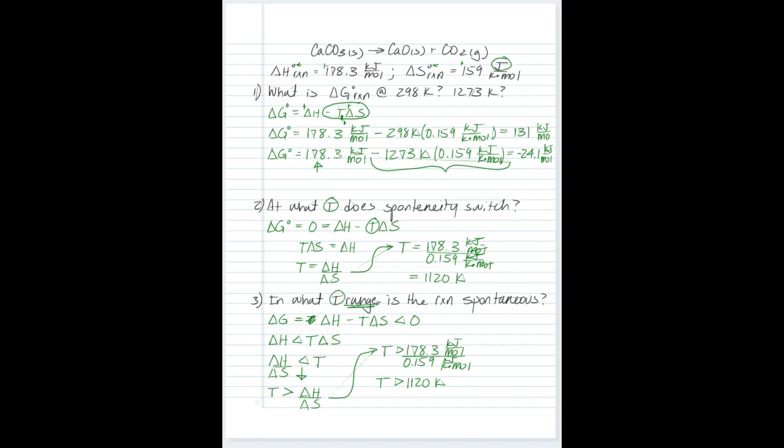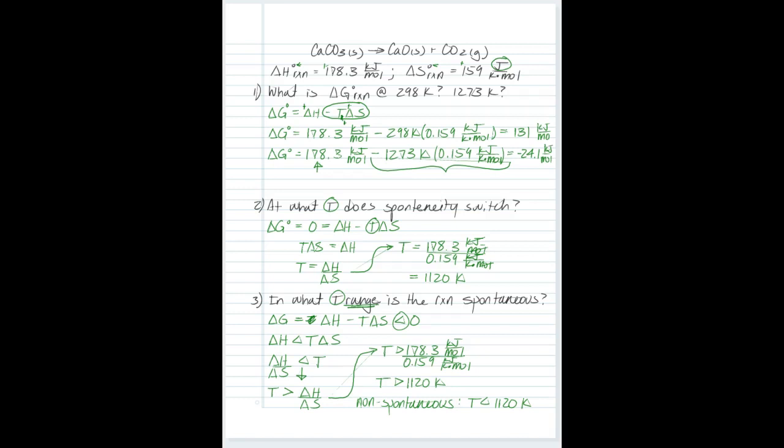If I had asked you in what temperature range is the reaction non-spontaneous, well, anything below that, right? So non-spontaneous would be less than 1120 K. Okay, and you could start all over again and turn this inequality around the other direction, and you would get that. Or you can just think about what your answer means. If all of your temperatures above 1120 K are spontaneous, then all temperatures below 1120 K must be non-spontaneous.